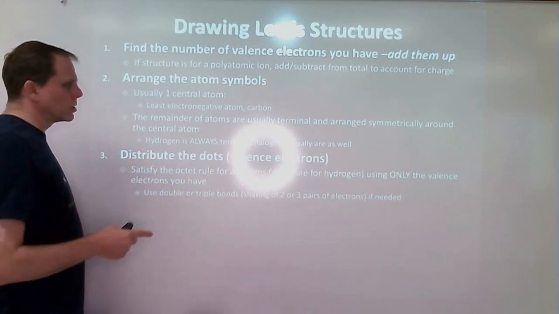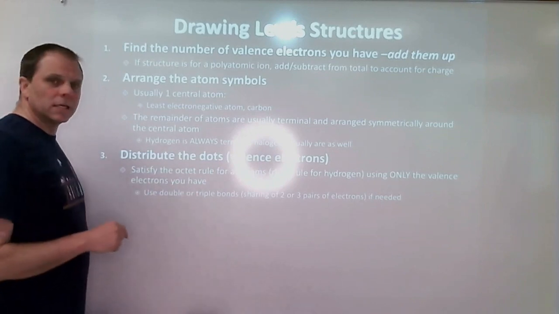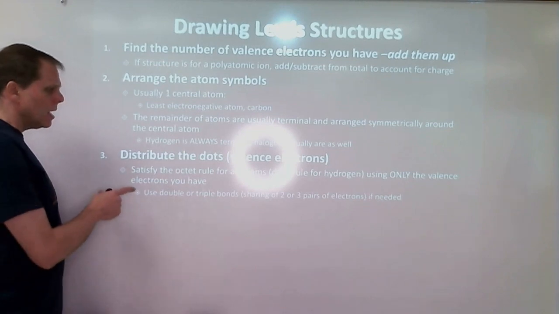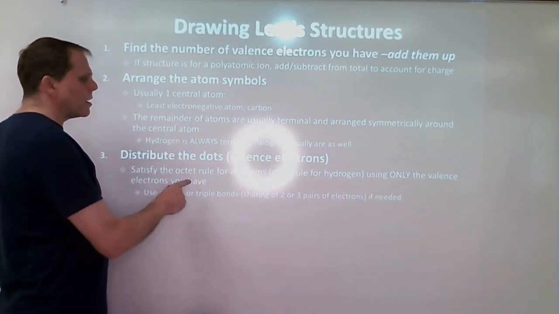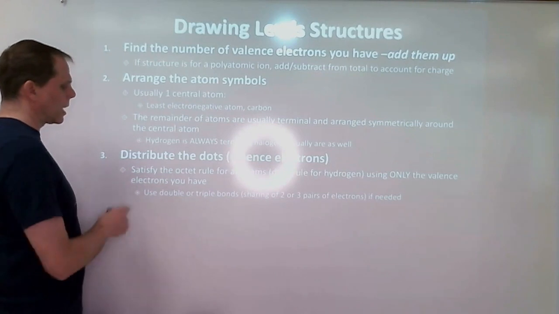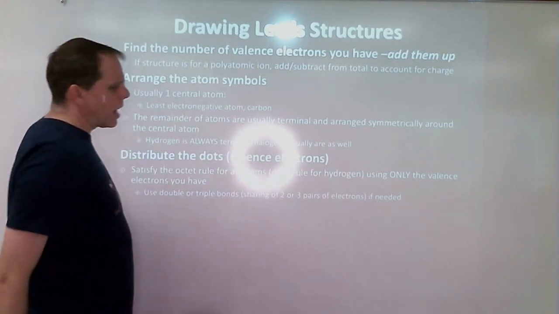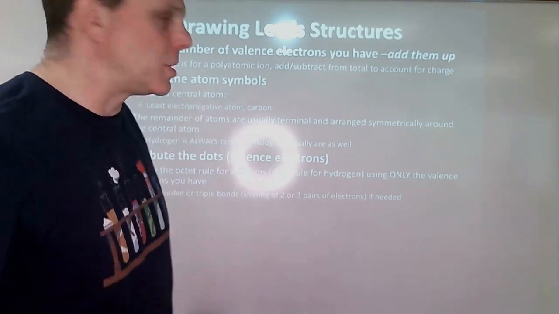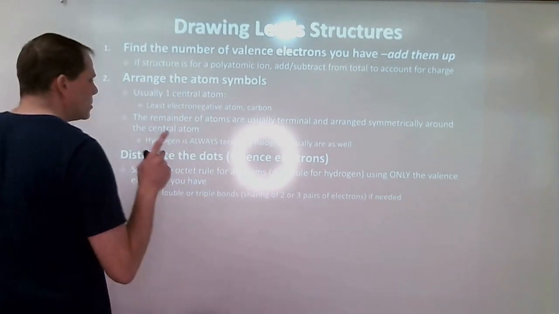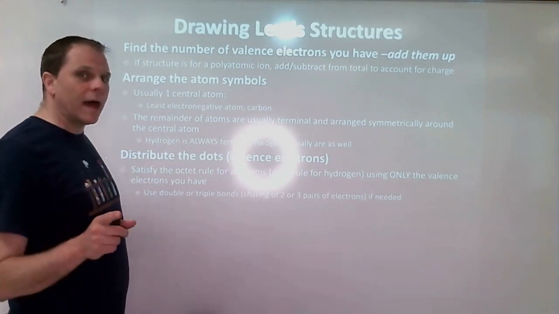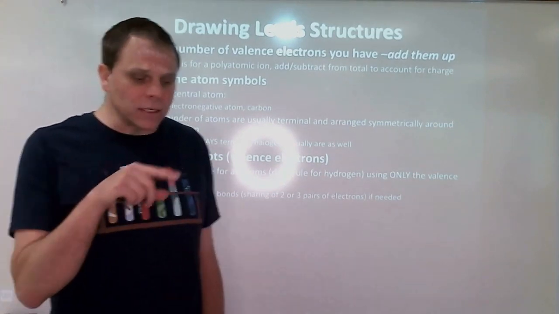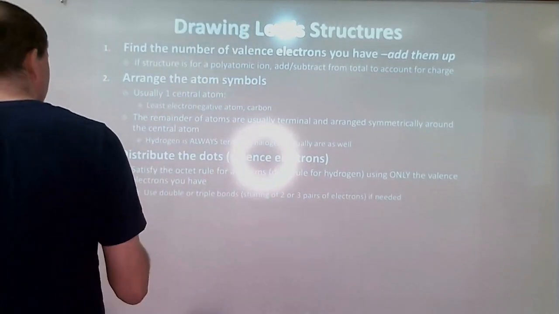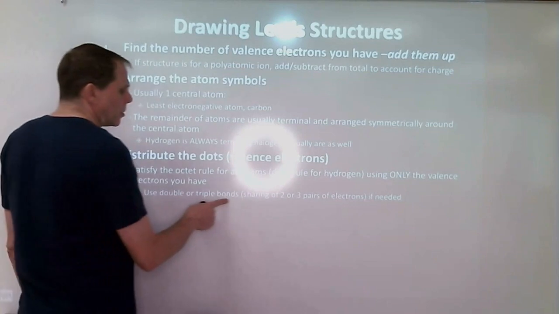Once we've made a structure, now we're going to distribute all those dots. Okay, we distribute those valence electrons. And we want to make sure that each of our different atoms satisfies the octet rule, okay? So satisfy the octet rule for all atoms, the duet rule for hydrogen. In other words, hydrogen only wants two, right? And you want to use only the valence electrons that you have. Now, if you are going around and you're trying to do this and all of a sudden you run out of electrons, then you've got to do something kind of tricky. Okay, you're going to have to start making double or triple bonds.